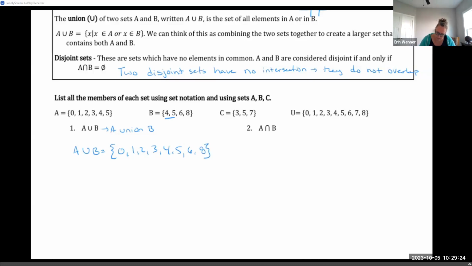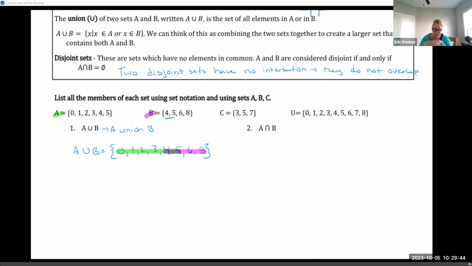We think about highlighting. Here is set A. And then here is set B. So we can see how those two sets together make the union.